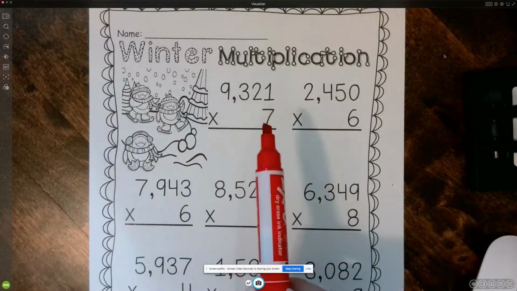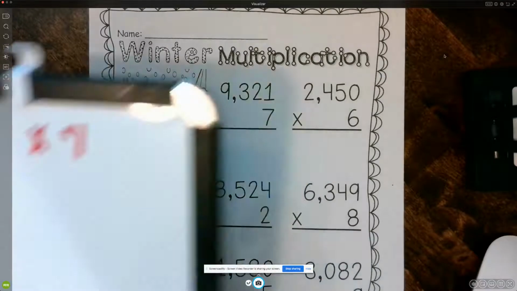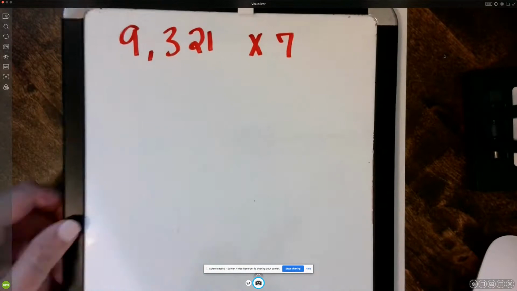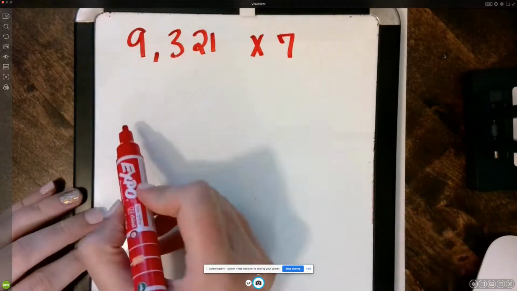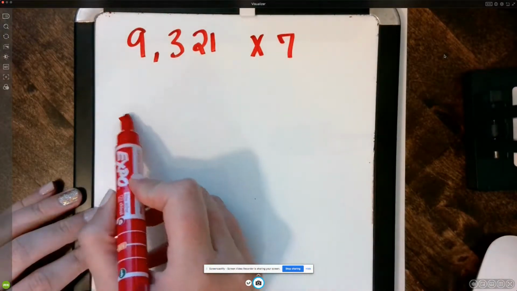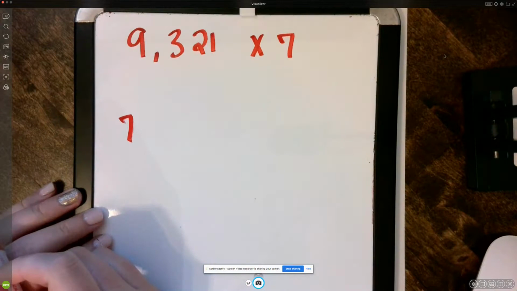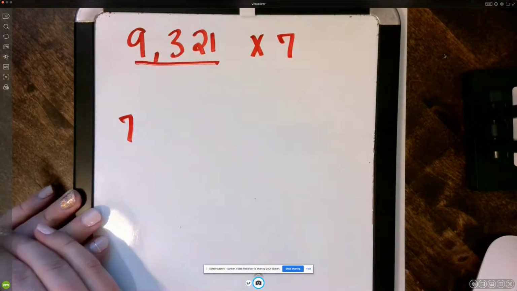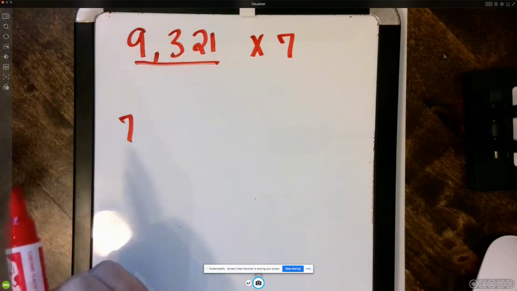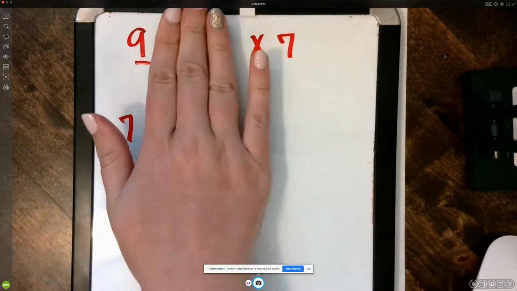9,321 times 7. Now, I wrote this problem down on my board, and let's talk about setting this up in our area model, which is very similar to our double-digit multiplication area model. So we put our single-digit number out here to the side, and then I'm going to expand this 9,321. And when I expand a number, that means I'm breaking it apart by its place value.